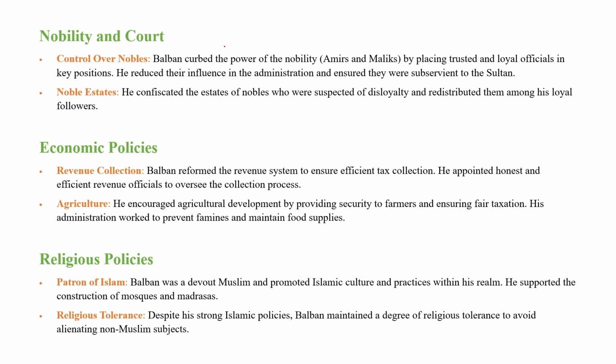Notes. Nobles and court. Balban curbed the power of the nobility, meaning the Amir and Malik, by placing trusted and loyal officers in key positions. He reduced their influence in the administration and ensured that they were subservient to the Sultan. And during the time of Balban, Amir Khusro was in the court of Balban.